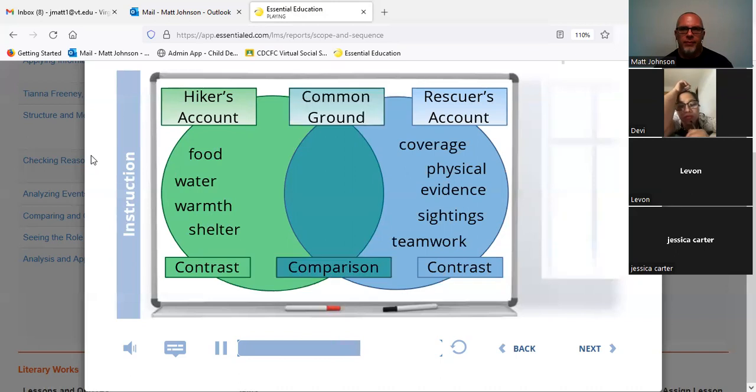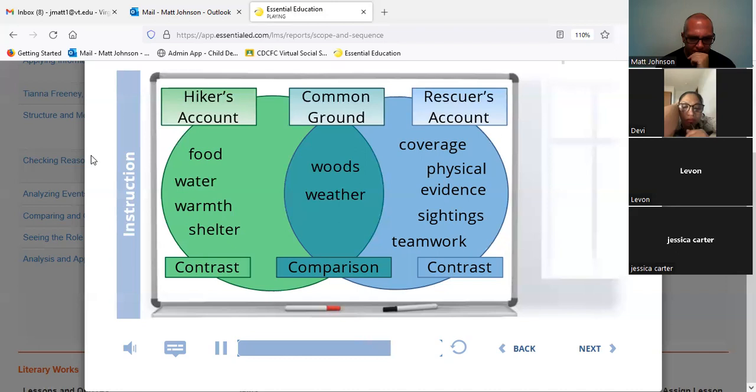Now I need to work on comparisons, what the two sides do have in common. First, the two accounts share a setting, the woods. Second, both accounts talk about weather. The hiker worries about the weather because she has so little protection. She's alone in the wilderness. The rescuers are worried about the weather for the same reason. The rescuers don't want anything happening to the hiker. The weather also makes it harder for the rescuers to search for the hiker.